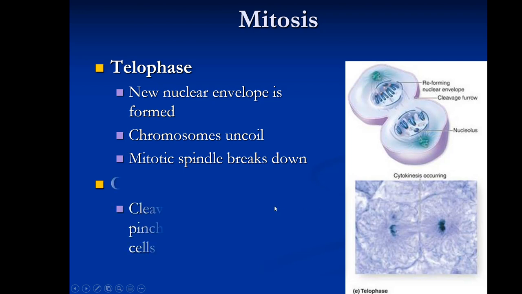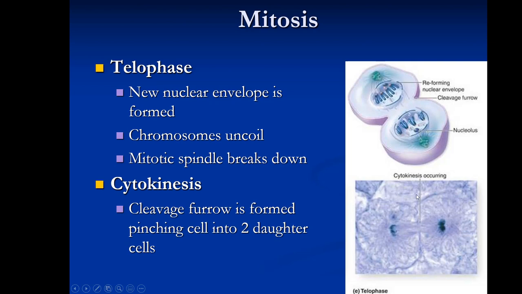As that's going on, you also get cytokinesis, which is the splitting of the cytoplasm. You get a band of proteins in here that basically pinch the cell into two different cells. We call this a cleavage furrow. It pinches the initial cell into two separate cells, which we'll call daughter cells. And so then that's it. When the cells are officially pinched apart, we have two new cells that basically came from one.